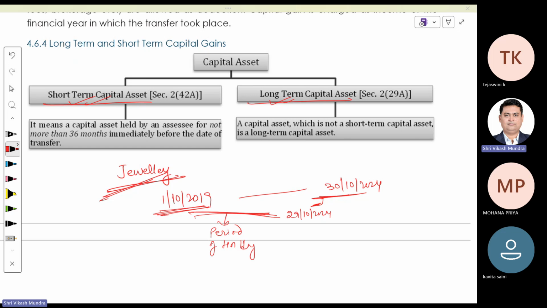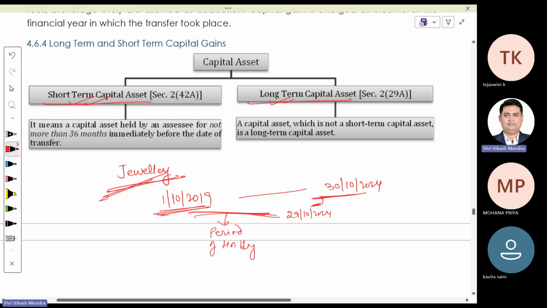What do you mean by period of holding? Period of holding means the gap between the date on which you acquire the asset and the date immediately preceding the date on which you transfer it. If the gap exceeds 36 months, then the capital asset you are transferring shall be a long-term capital asset. Otherwise, it would be considered a short-term capital asset.